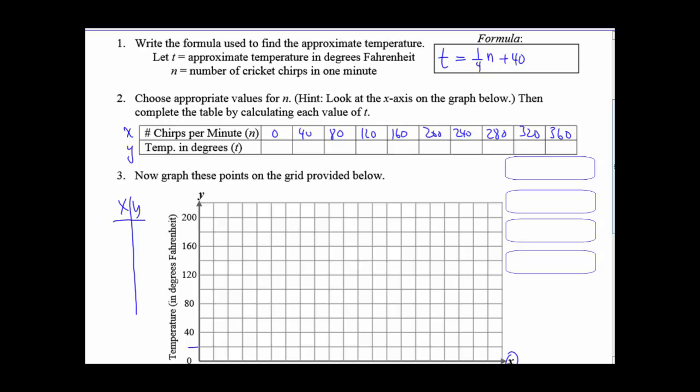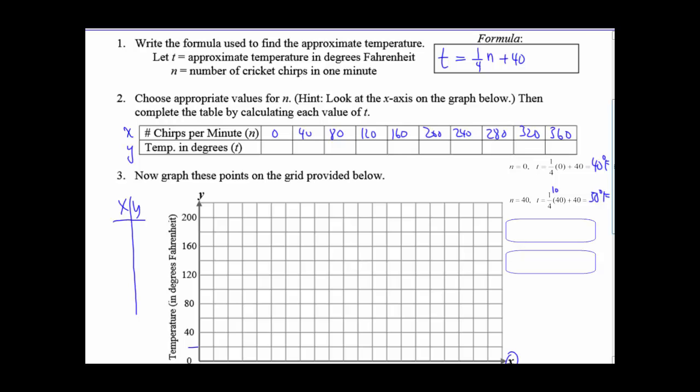For instance, if we take the first one, we took 0. When n equals 0, we get 1/4 times 0 plus 40, which ends up being 40 degrees. If we take the next one, when n equals 40, we go 1/4 times 40 plus 40. 1/4 of 40 is 10, and then 10 plus 40 is 50 degrees.